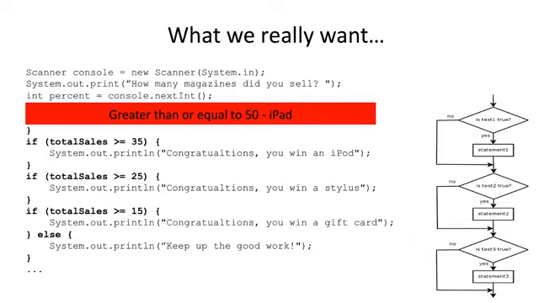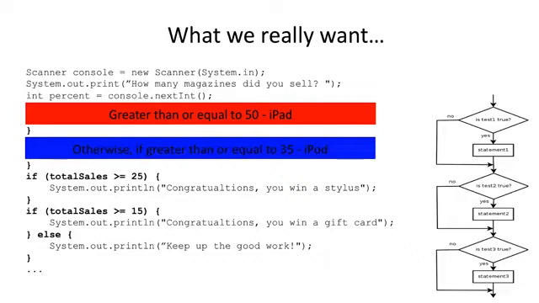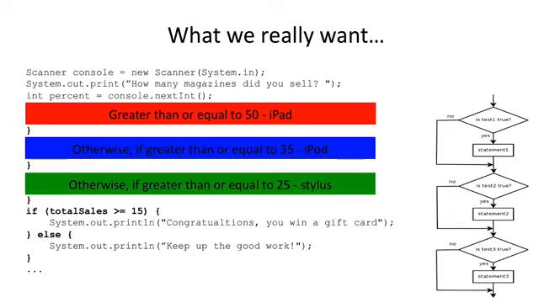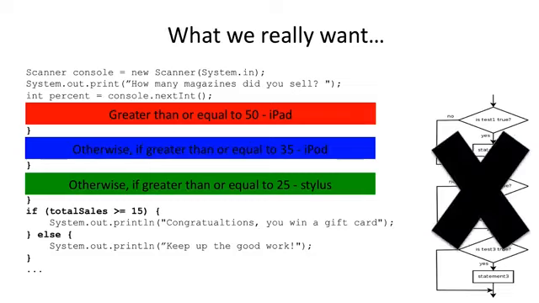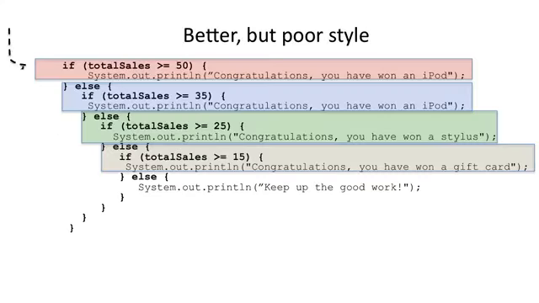If the number of magazines sold was greater than or equal to 50, then the reward is an iPad. Otherwise, if the number sold is greater than or equal to 35, the reward will be an iPod. Otherwise, if the number sold is greater than or equal to 25, the reward is a stylus, and so on. This diagram won't allow for this type of construct. We need to be sure that once a test has been passed and some set of controlled statements, like winning a prize, are executed, the rest of that code is bypassed. This code will do it.